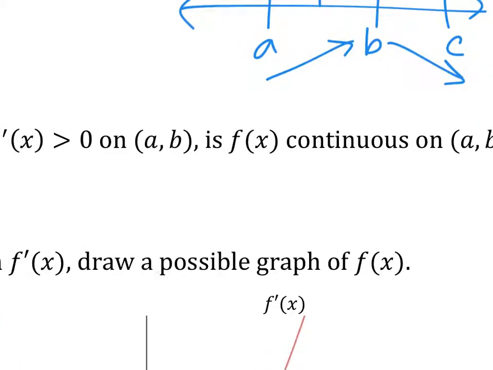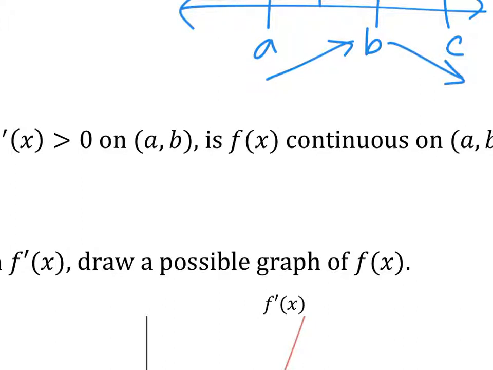If f prime is greater than 0 on (a, b), is f continuous on (a, b)? Should be easier. Okay, talk to your partner. This is kind of the very important thing from chapter 3 at the beginning. Yes, if there were discontinuities, it would be undefined at a point, but it says it's positive on all points within the interval. Okay, so how many people think yes, it is continuous? How many people say no, it's not continuous? How many people say I don't know, it could be discontinuous?